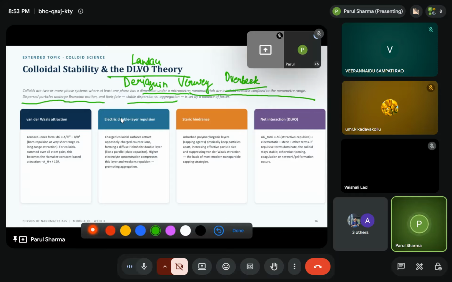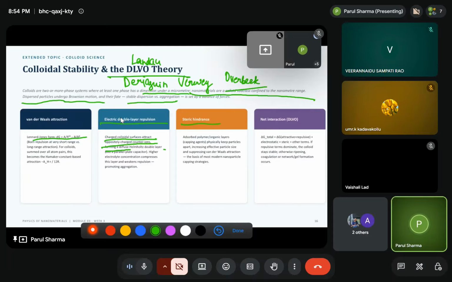So it deals with van der Waals attraction, from the Lennard-Jones form, which is proportional to 1/r^6. Then electric double layer repulsion, where the charged colloidal surfaces attract oppositely charged counterions. It forms a diffuse Helmholtz double layer, and it acts like a parallel plate capacitor. Higher electrolyte concentration will compress this layer and weaken the repulsion, so that will promote aggregation.